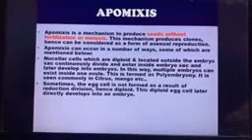Now we will study a very important phenomenon which is said to be apomixis. Apomixis is the phenomenon in which seeds are produced without fertilization. Means inside the embryo sac, meiosis is not occurring. That is why seeds are formed without fertilization, right?